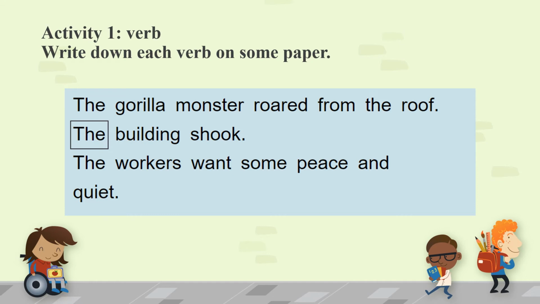Okay, so the first sentence: the gorilla monster roared from the roof. The verb in that sentence is roared, and it's a past tense verb because we can see it ends in ed. The building shook. Shook is the past tense word there. The workers want some peace and quiet. What is the verb in that sentence? The verb is want.